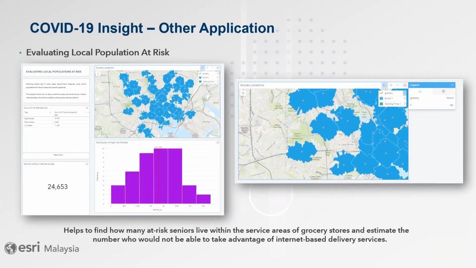This is an example of another application that you can build using ArcGIS Insights, which is to identify and evaluate the local population that is at risk, to help identify how many senior citizens are within the service areas of grocery stores and to estimate the number who would not be able to take advantage of internet-based delivery services, especially the vulnerable population in rural areas.